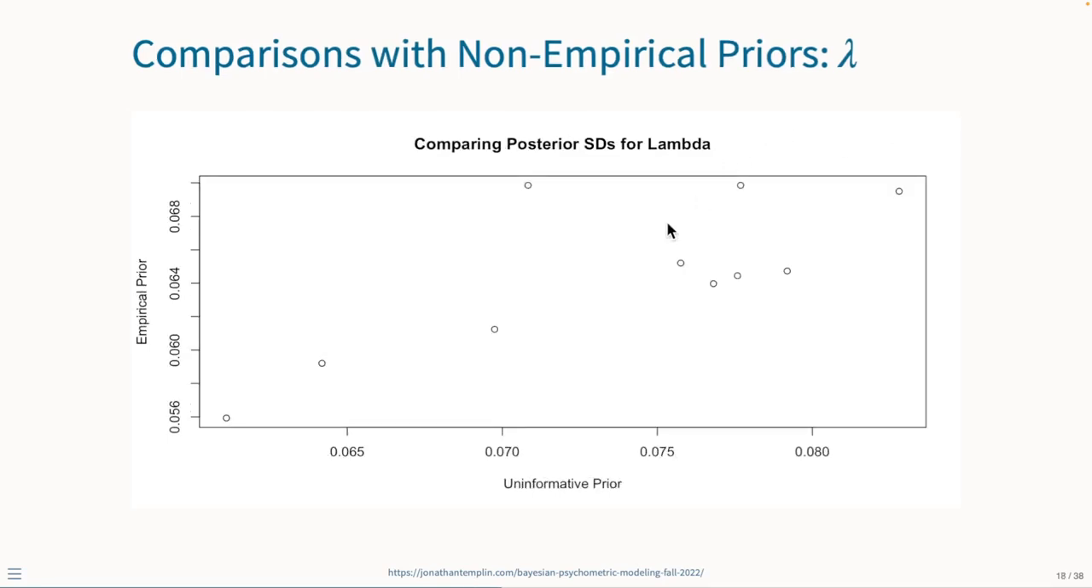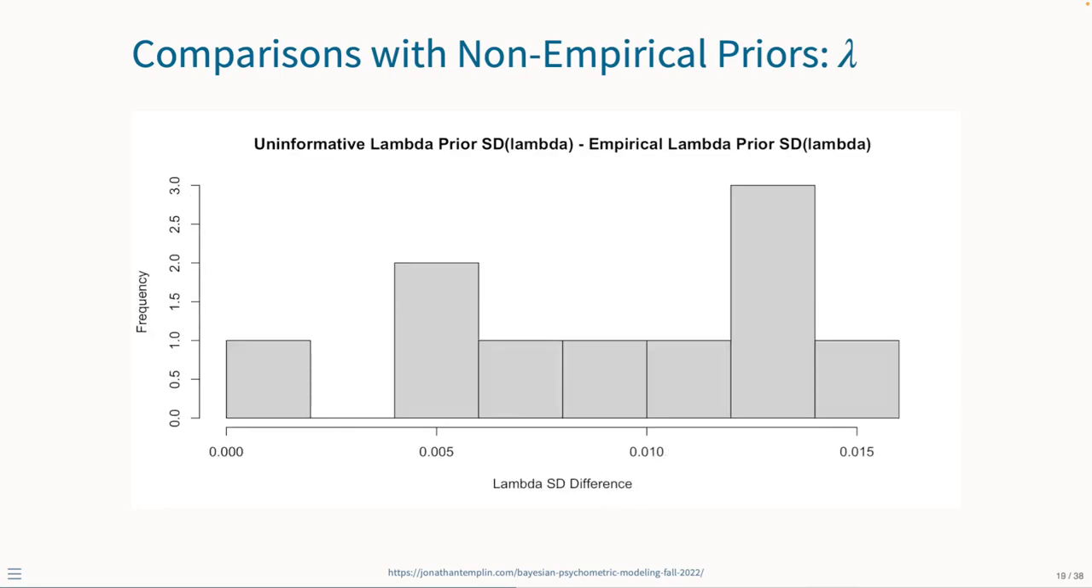Now here's our posterior standard deviations for them. You will note here the empirical prior is on the y-axis, the uninformative prior is on the x-axis. And let's just look at the difference. Now you can see a little bit more. The uninformative lambda prior has a bigger standard deviation.